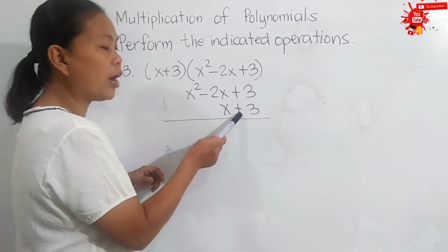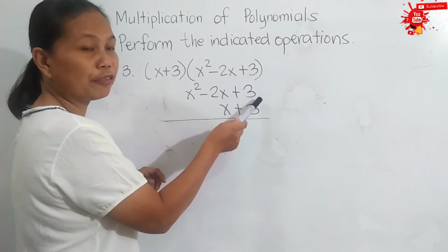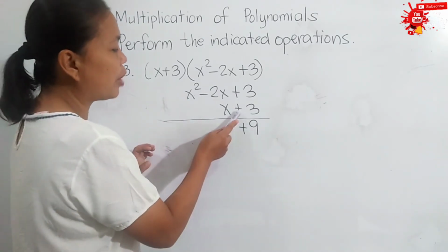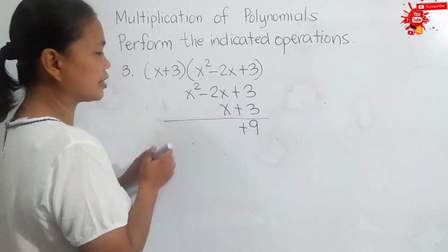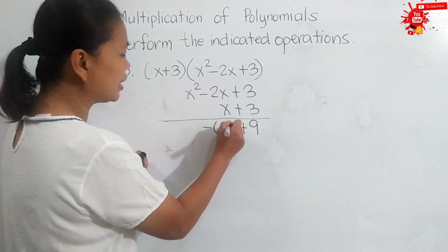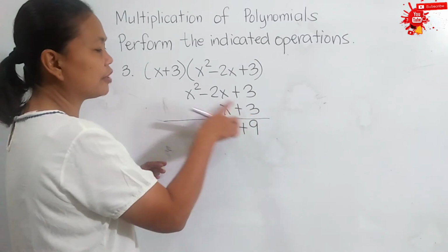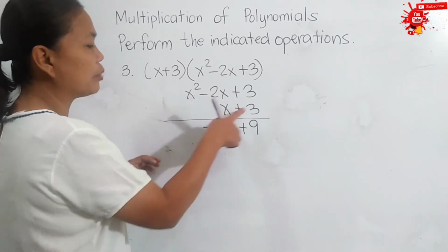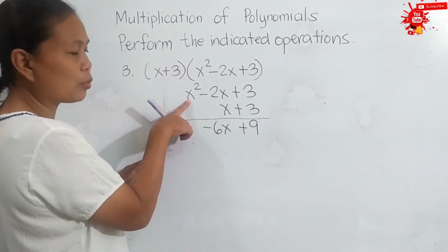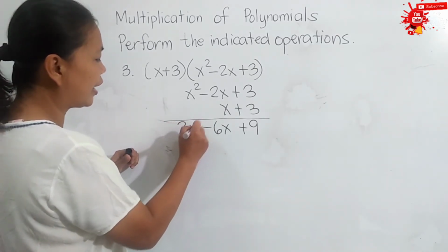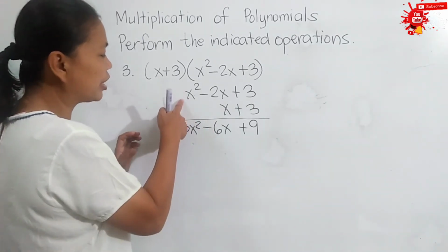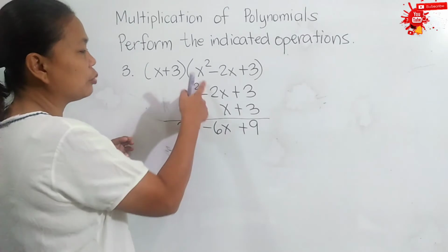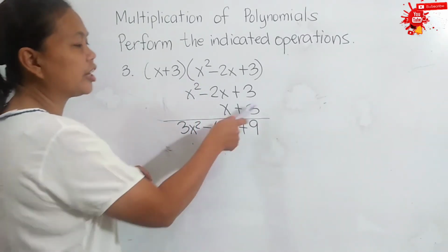So we have here positive 3 times positive 3, so we have positive 9. Then positive 3 times negative 2x, so we have negative 6x. We just copy x, and positive 3 times negative 2 is negative 6. Then positive 3 times x squared will be 3x squared, because we have a numerical coefficient here which is 1. So positive 3 times positive 1 is positive 3. Then we just copy x squared. So we are done with positive 3.